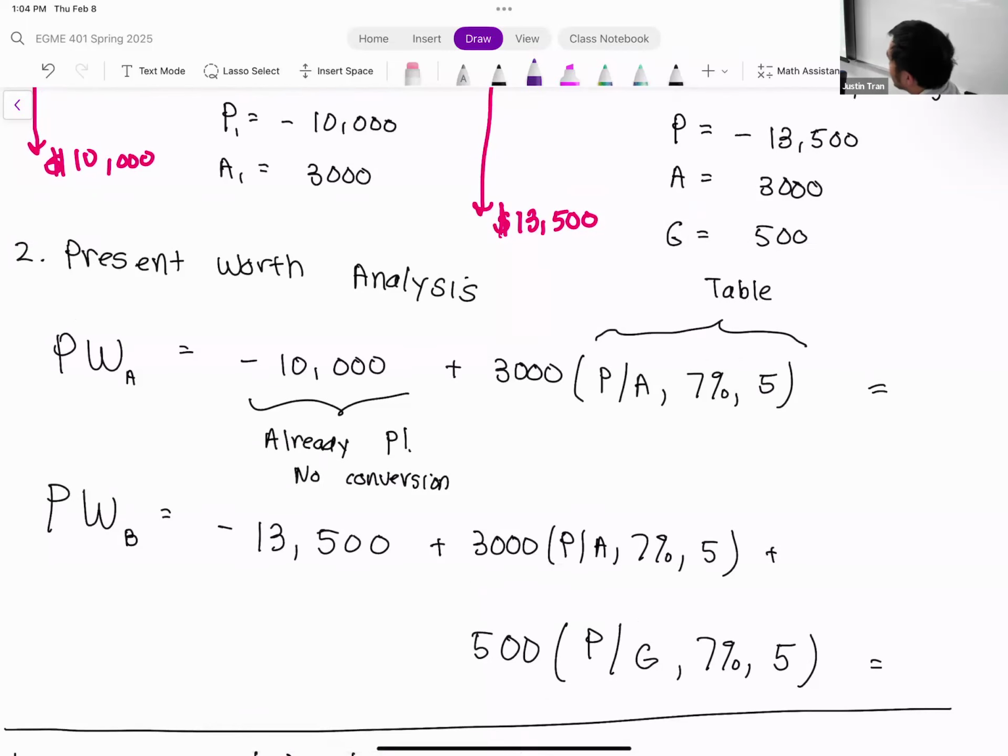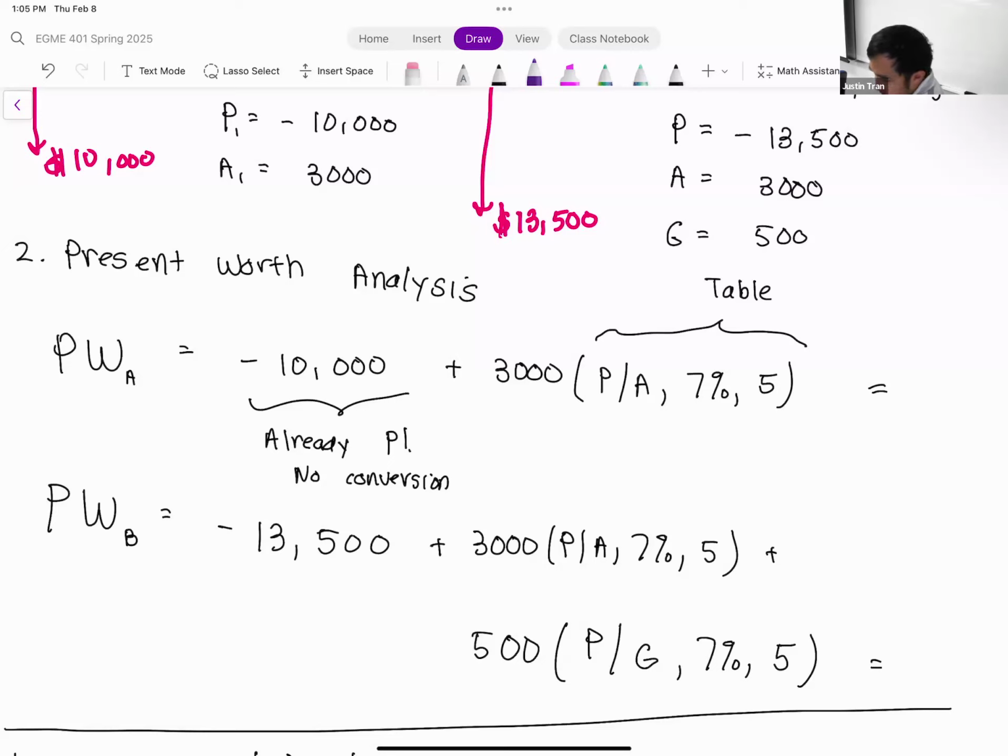We have the minus 10,000. The minus 10,000 is already in present sum form, and so we don't have to do any conversions there. So we just have a minus 10,000 there. Then we have that $3,000 that we need to convert, because that $3,000 is in uniform series format. To convert that, we can either use the formulas, so we can use our A to P formula, or we can use the compound interest table, which is what I'm going to show you here.